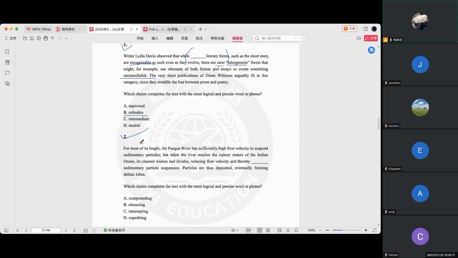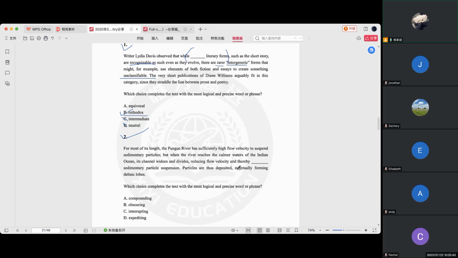Okay, orthodox basically means it's something very common and commonly accepted. That's what orthodox means. So here we're making a comparison. While the orthodox literary forms are recognizable, the intergeneric forms are not. So that's why B will be the right answer. Intermediate and neutral don't have that meaning, so that's why they're wrong.